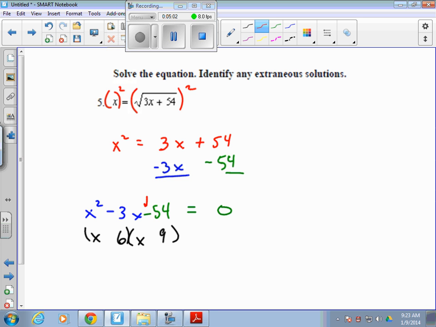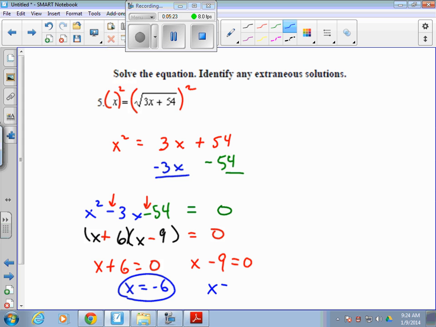This one tells you that they're going to be different signs. This one tells you that since they're different, the larger value 9 is going to be negative. This one's positive. So both of those are equal to 0. So x plus 6 equals 0, or x minus 9 equals 0. So that gives you x equals negative 6 when you subtract it on both sides, and x equals positive 9. Check both of those and see if they work.